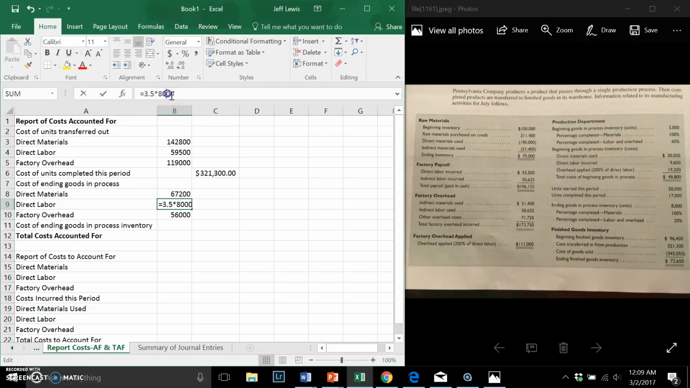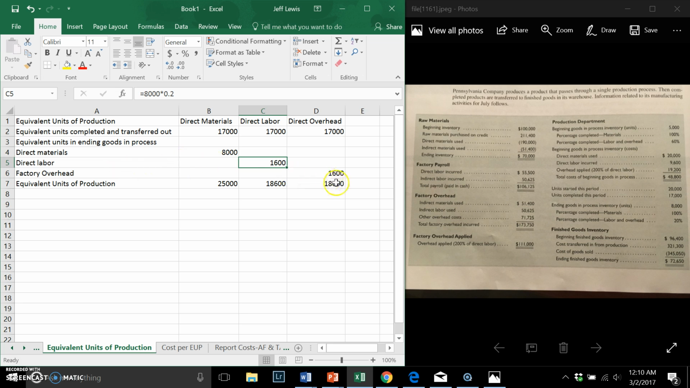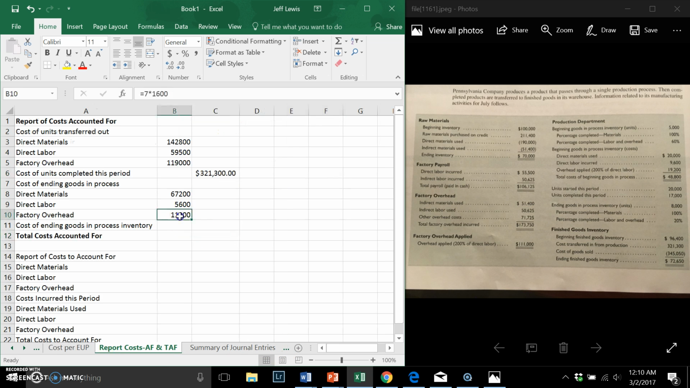Oh, sorry. My bad. So here, you're actually going to use 16,000 because that was for materials. Because remember, materials was completed at 100%, so that's why you used 8,000 in the direct materials calculations. But when you're doing direct labor calculations, you need to take into account that it was only used for 20%. So instead, you actually end up using, if I can go back here, the 16,000 that we calculated here for direct labor and factory overhead. So now I'm going to go back here, and so these are the numbers that you should get. So 67,200, 5,600, and 11,200. Okay.